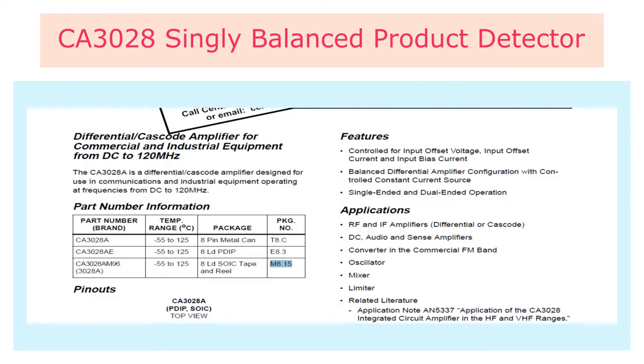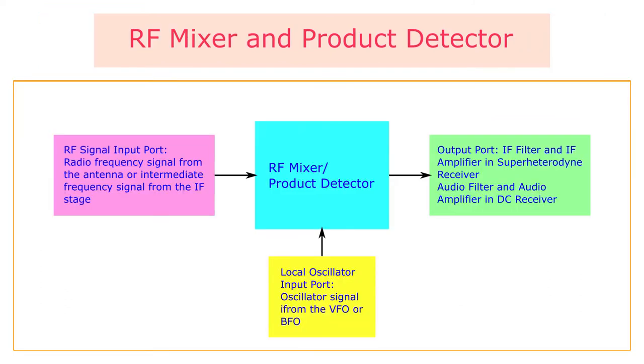The CA3028 is a differential amplifier IC that operates at frequencies from DC to 120 MHz, which is used in communication equipment and other industrial applications. CA3028 IC can be used as an active mixer as well as a product detector or demodulator. The mixer and the product detector both have two input ports and an output port.